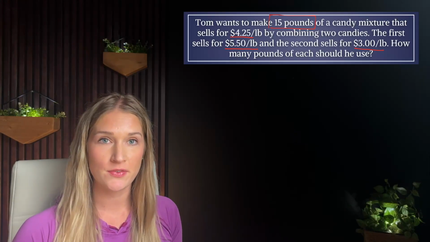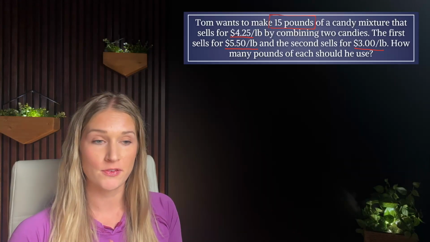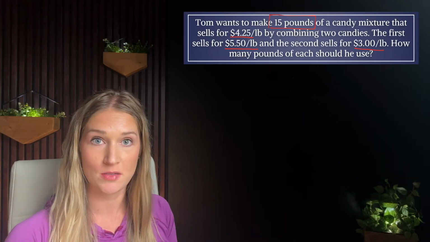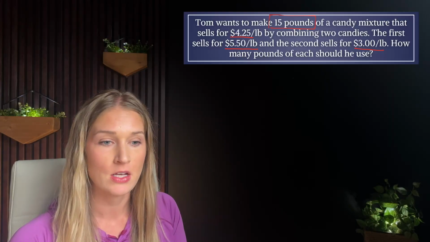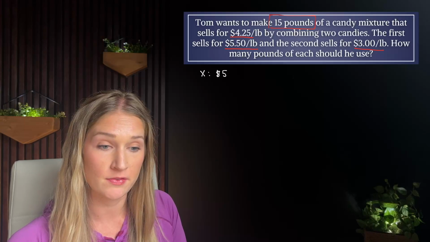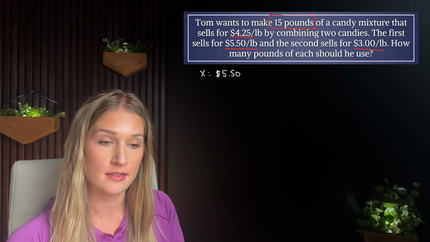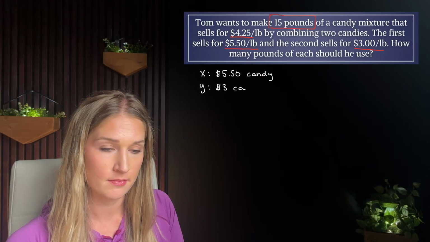Well, we've got two different things we're talking about. We're talking about price and we're talking about the weight. So let me first write an equation that just talks about how much of each candy we're going to use, strictly based on the weight. So I will let maybe X be my $5.50 candy, and Y, I will let that be my $3 candy.